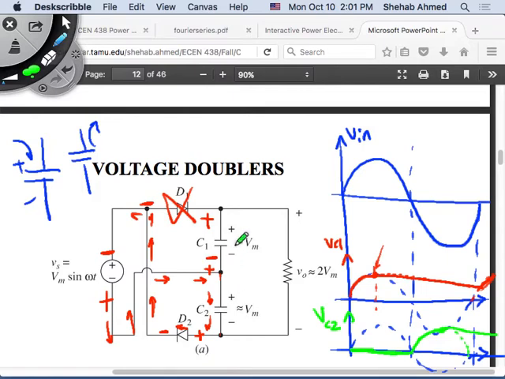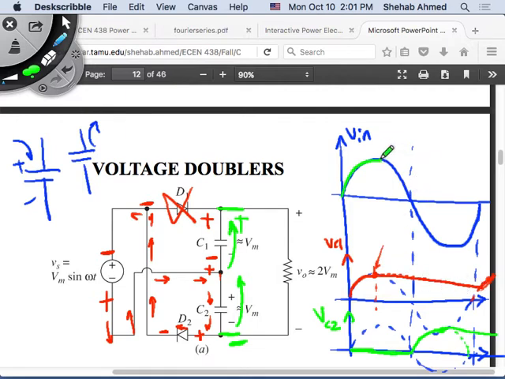And then what is my output voltage? My output voltage is what I see from this terminal all the way to the top terminal. It's this voltage plus this voltage, these two capacitor voltages added together. So initially what does the output voltage look like? These two added together will look like this. I charge to my input voltage, and then this is now almost equal to the input voltage.